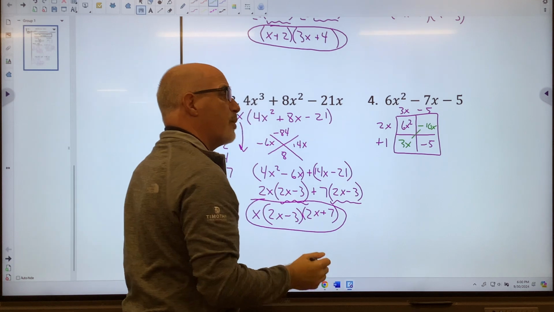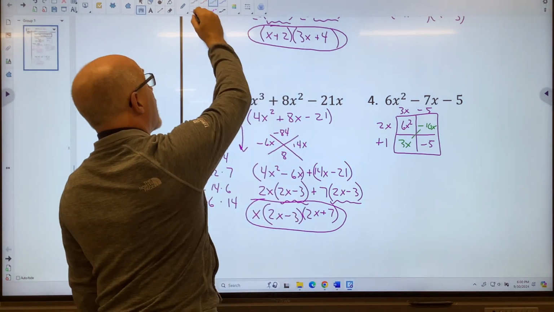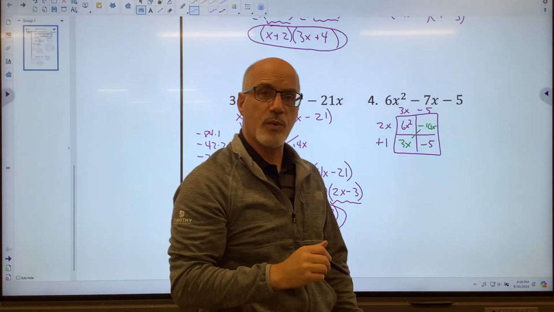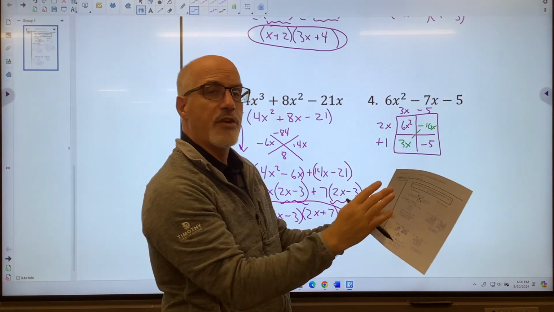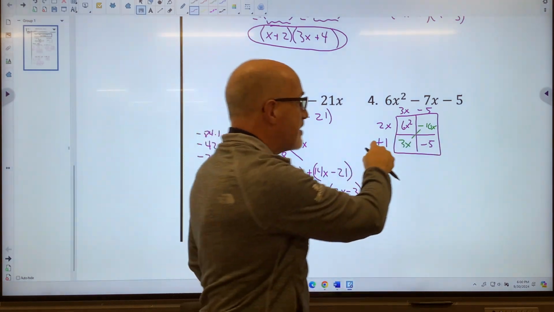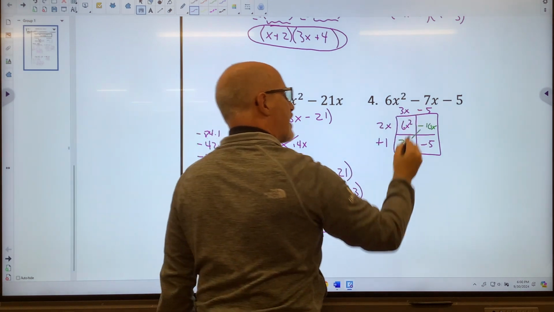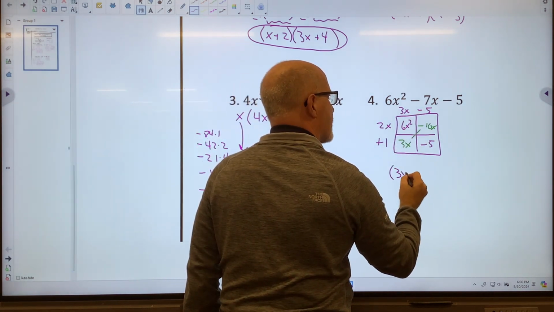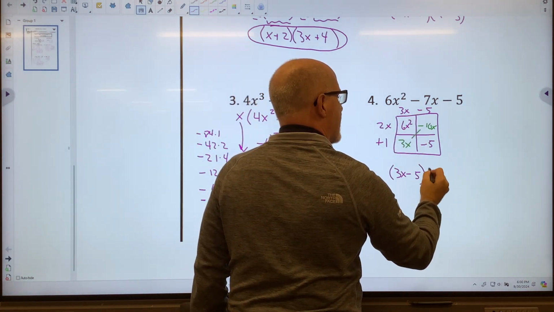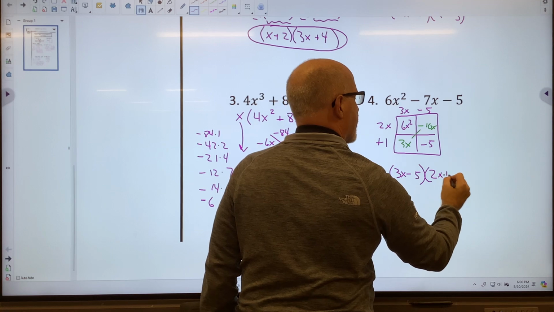Lo and behold, we just happen to, on our first try, get this one. So we don't have to try another box to do it because these two combine to give me that negative 7x. So my factorization is 3x minus 5 and 2x plus 1.